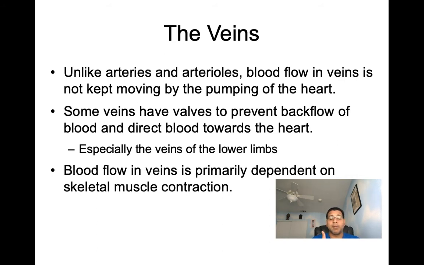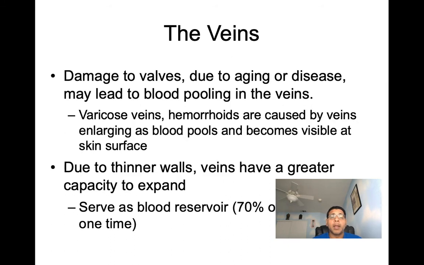And then we have our major veins that are inside the abdominal and thoracic cavity that are going to be affected by our respiratory pressures that are going to be exerted every time we breathe in and out in these areas. And then we said we have our valves. Damage to the valves due to aging or disease may lead to blood pooling in the veins. Here we can see varicose veins and hemorrhoids. They're going to be caused by veins enlarging as blood pools and becomes visible at the skin surface. And then due to their thinner walls, veins have a greater capacity to expand. So they serve as a blood reservoir. We said they can hold up to 70% of the blood from the body at any time.